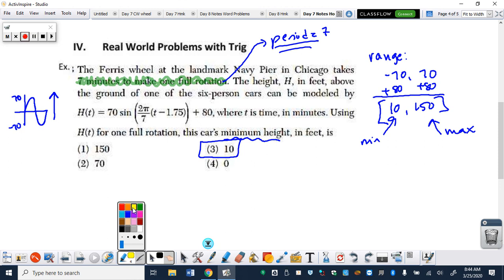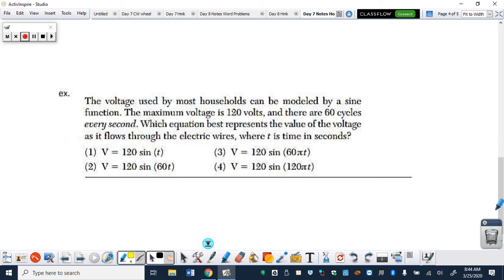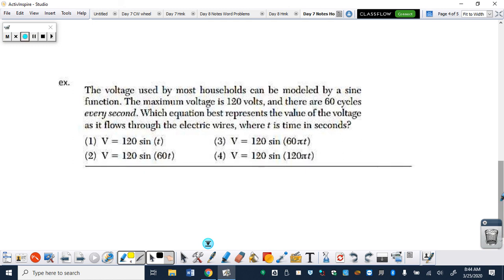All right. So speaking of period, we're going to use that quite a bit in the next example also. Voltage used by most households can be modeled by a sine function. The maximum voltage is 120, so here's an important information. And there are 60 cycles every second. That seems important. There's 60 cycles every second. Which equation best represents the value of the voltage as it flows through the electric wires, where T is time in seconds? So we're looking for an equation.